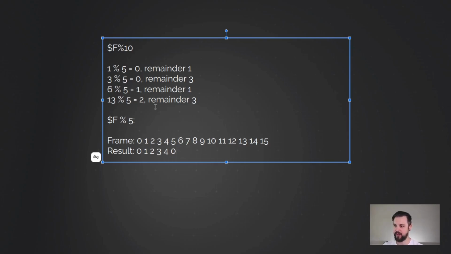So if we go on, okay, for the 6, it fits in 1 with a remainder of 1. The 7 fits, or the 5 fits into the 7 again 1 time, but the remainder of that will be 2, and so on. So for the 8 it's 3, for the 9 it's 4, and then the 10 again, the 5 fits 2 times into the 10 with no remainder, so it starts at 0 again.